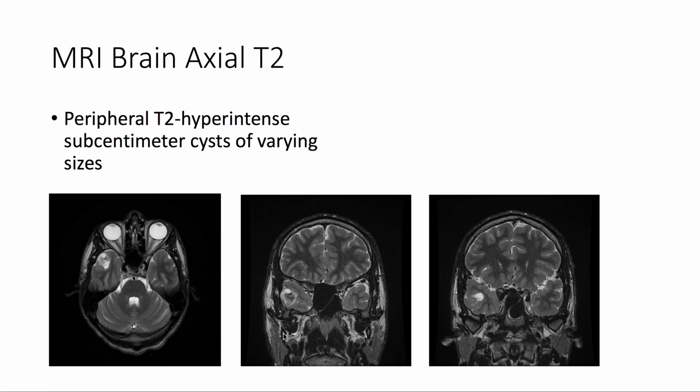Here are the MRI of the brain images, T2 weighted. Here in the axial plane, there are peripheral T2 hyperintense subcentimeter cysts of varying sizes. In the coronal views, we can see these cysts here and here.